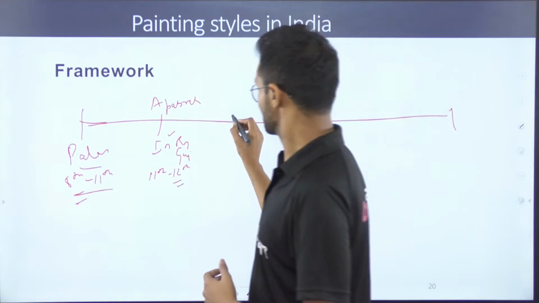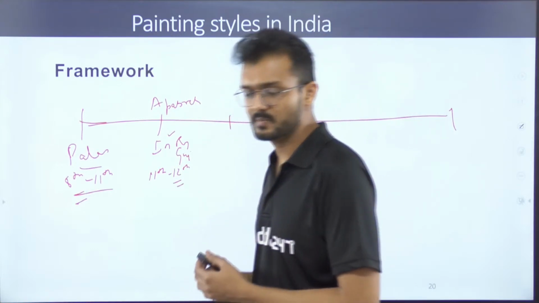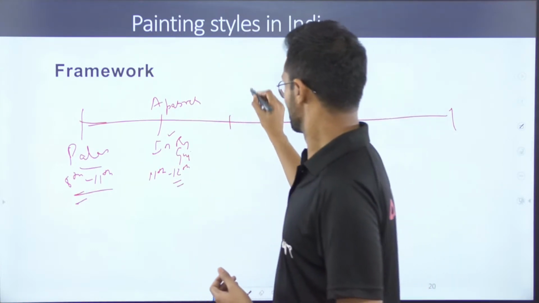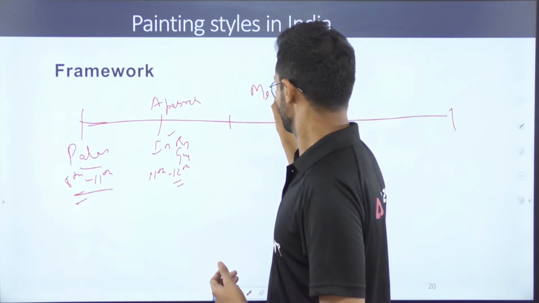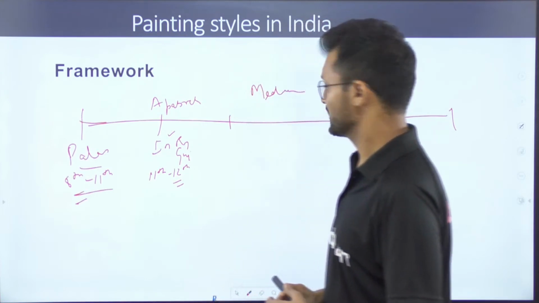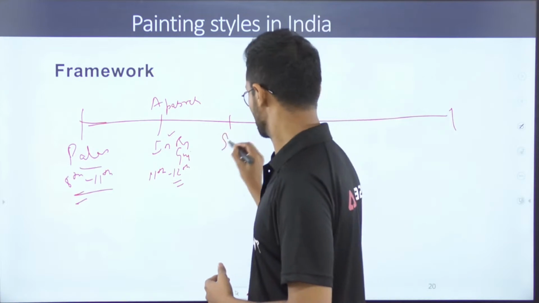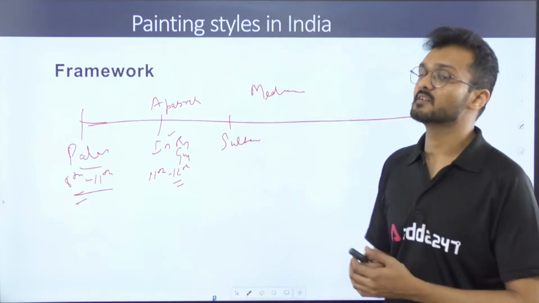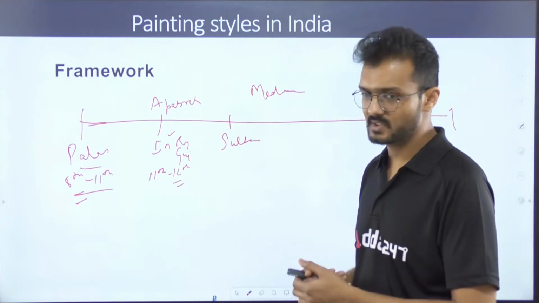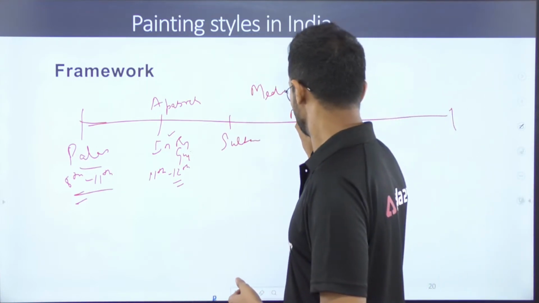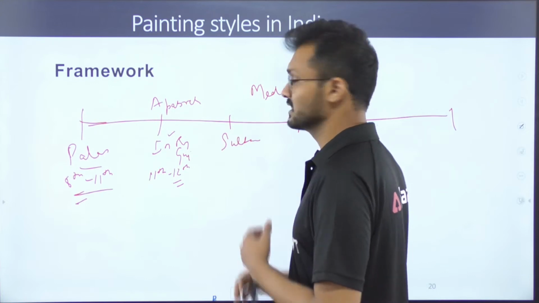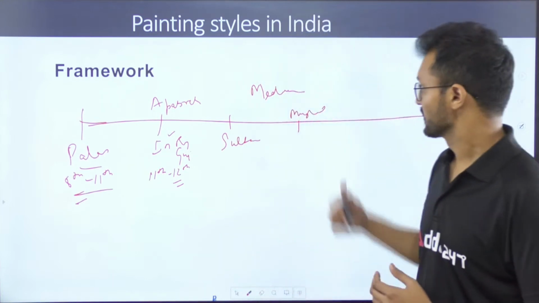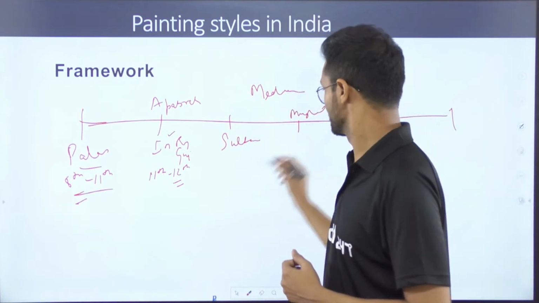And the next phase in miniature painting was seen in medieval India. In medieval time, there was the Sultanate era. During the Sultanate era, there was not much progress in miniature painting, but when the Mughals came, then we see a lot of progress in the development of miniature painting.